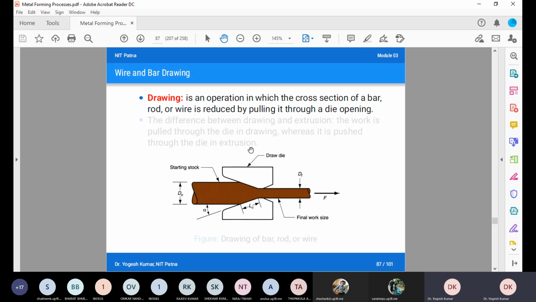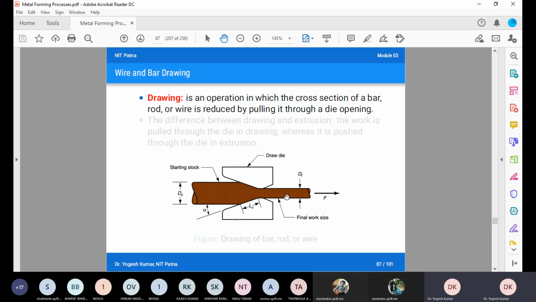Under drawing, what we are doing, drawing is an operation in which the cross section of a bar, rod, or wire is reduced by pulling it through a die opening. Here we have this die and we have this work billet, or your initial workpiece, which is being pulled from this end, from the right hand side.